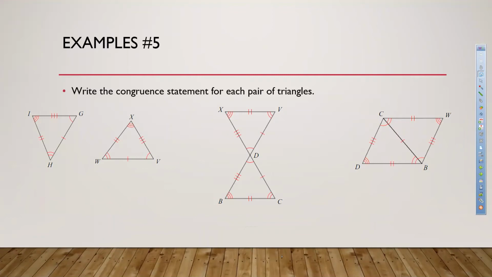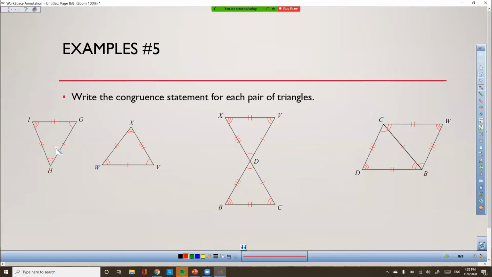Or sometimes they might not give you the congruency statement. They might be asking you to write it and they give you the labeled triangles here. But again, same thing here. I can see the first triangle here. The first angle that they're looking at is angle G. So I can say triangle G, second one is H, and the third one is I. So triangle GHI is going to be congruent to what, in what order over here?